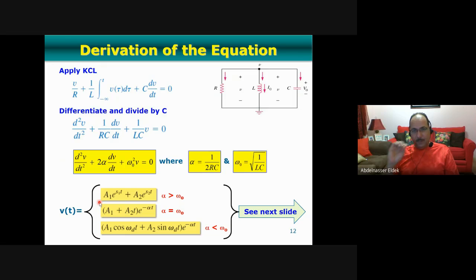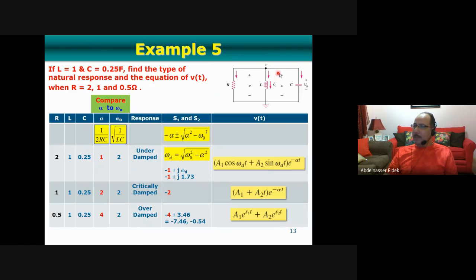So we need V of 0 and dV by dt. For example, if we have a circuit like this, where L is 1 and C is 0.25, we need to find the response and the equation, which is the same here for V of t. If R equals 1.5, then we just need to create a table like this: R is 1.5, L is 1, C is a quarter, and then use this equation to calculate alpha, 1 over 2RC. Very easy. And then omega 0 is the square root of 1 over LC.